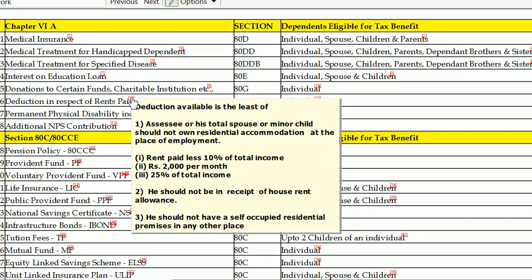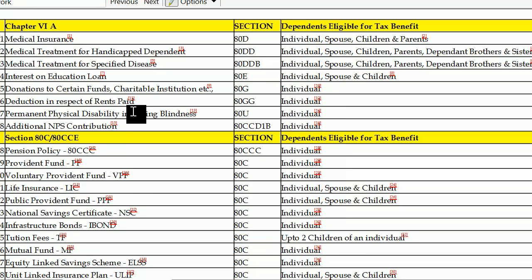These are some of the rules and regulations under this provision. This comes under 80GG.